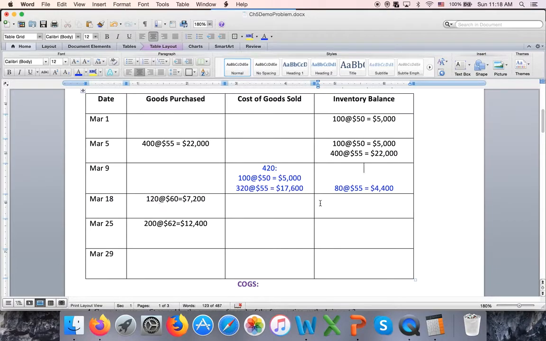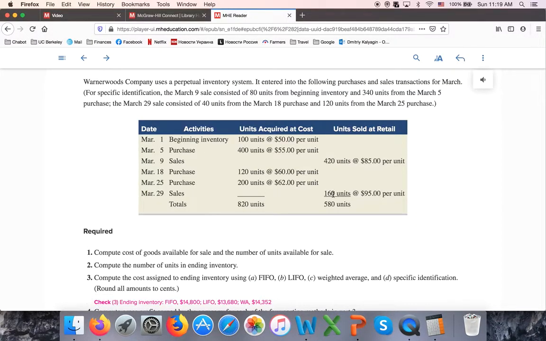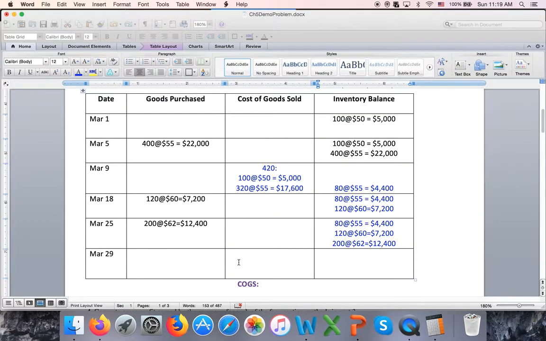Okay, March 18th, I add another layer: 120 items at $60. March 25th, I add yet another layer, 200 items at $62. On March 29th, I have a second sale. I am selling 160 units. Again, the question is, which ones?